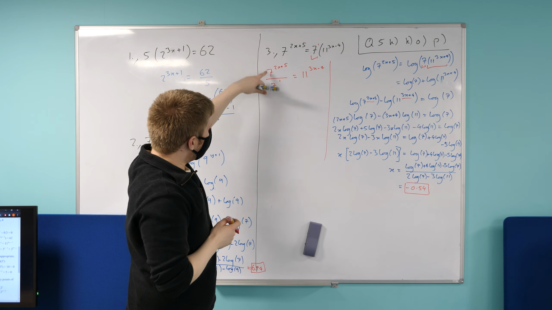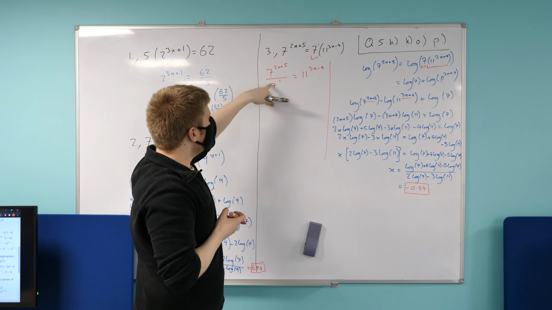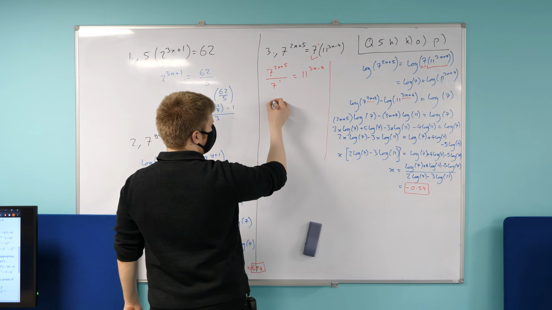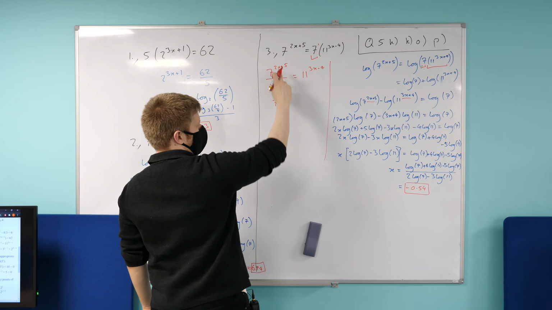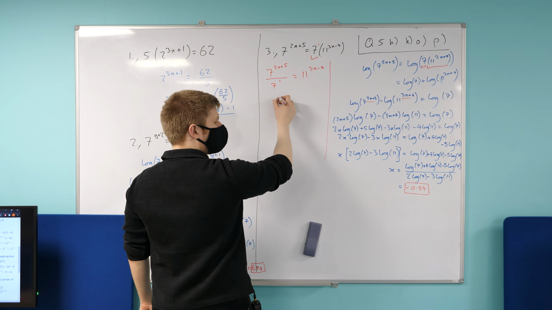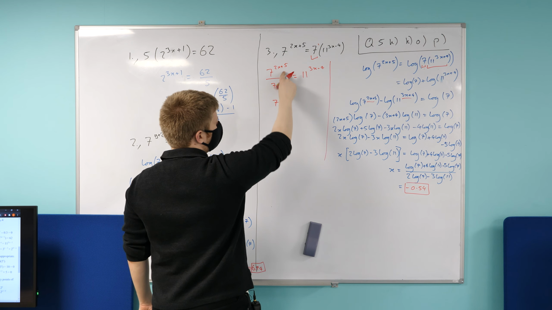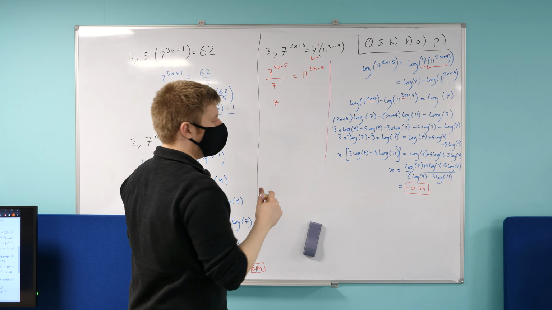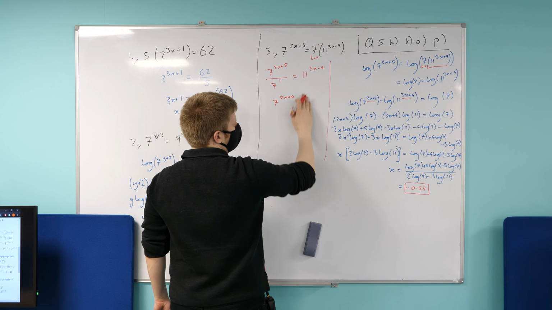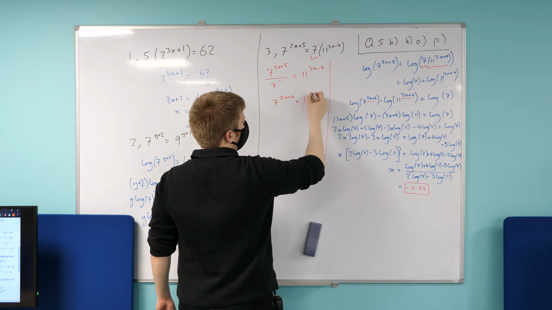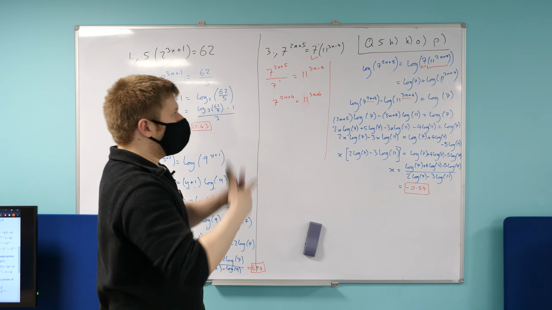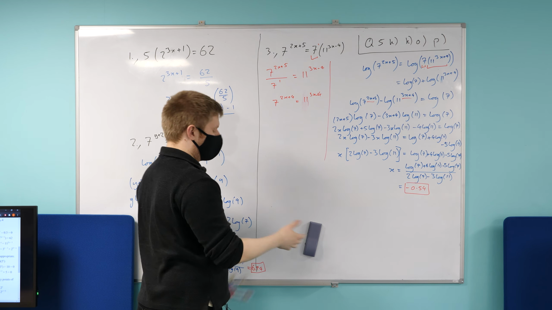Now, if I've got two things with the same base and I'm dividing them, what happens to the powers? Subtract them. So in other words, I get 7 to the power of, well, 2x plus 5, take away 1, which is 2x plus 4. Excellent. 2x plus 4 is equal to 11 to the power of 3x plus 4. Sorry, minus 4 as well, isn't it? Minus 4, okay? And then I just take the logarithms of both sides, and it's straightforward enough.